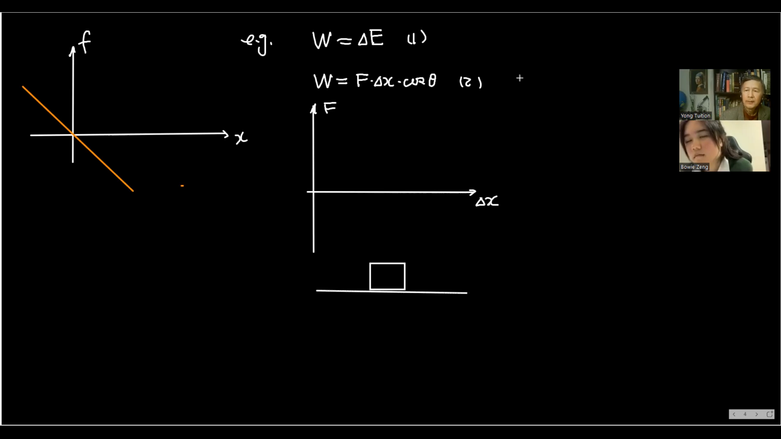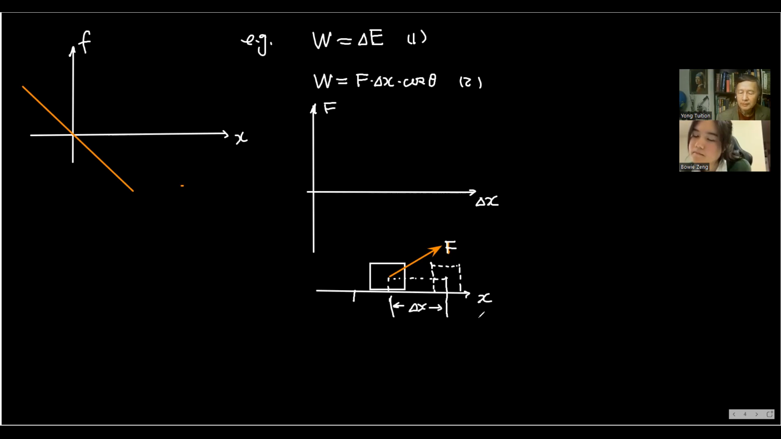If you apply a force, which is not necessarily in the same direction as the displacement, this is the force acting on the center of mass. You keep using this force, which is called F, and which is constant. This is the x-axis. You make this object move in that direction, so this is delta x.